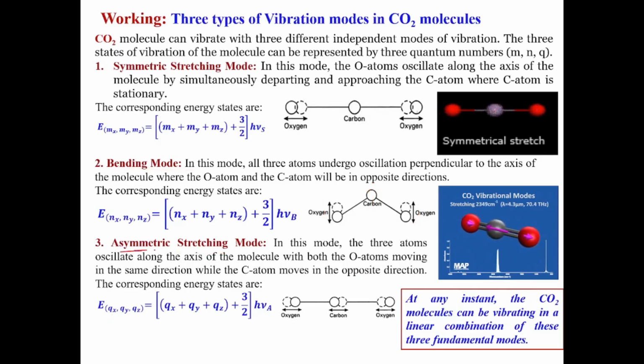Now the third one is your asymmetric stretching mode. In this mode, the three atoms oscillate along the axis. This is the axis of the carbon dioxide molecule. Along the axis, both oxygen atoms move in the same direction, while the carbon atom moves in the opposite direction. This motion, here you can see, is called the asymmetric stretching mode.